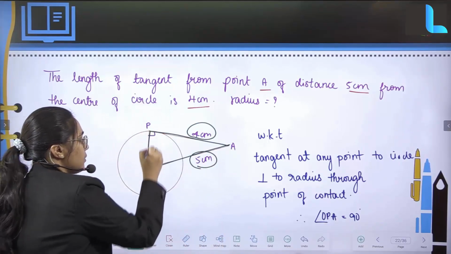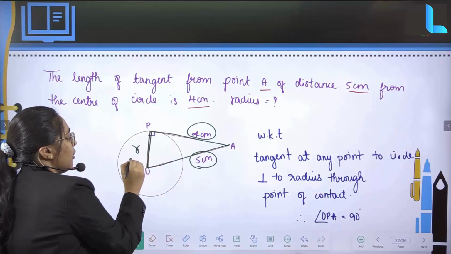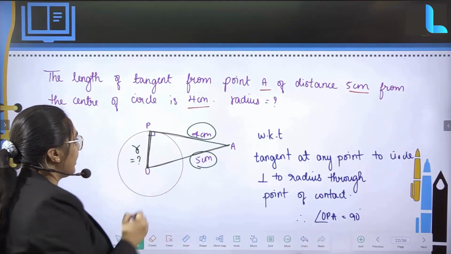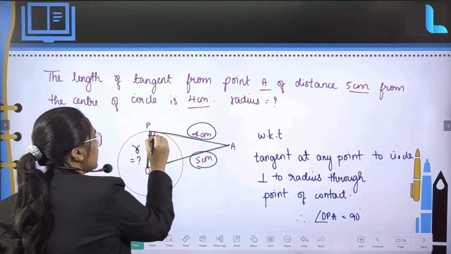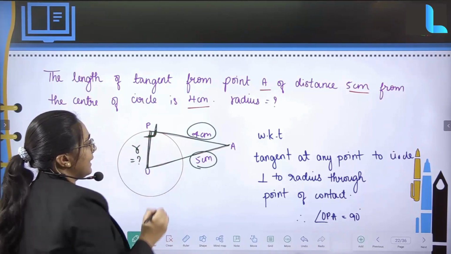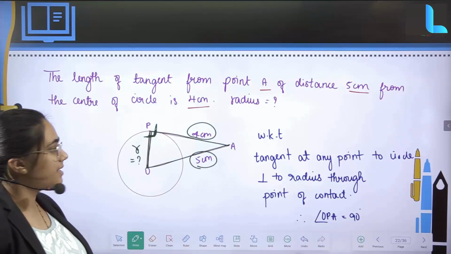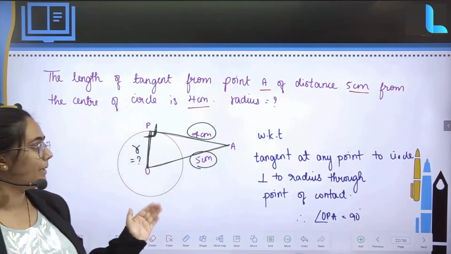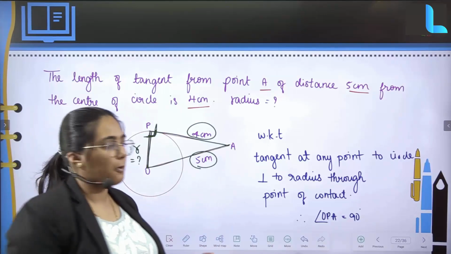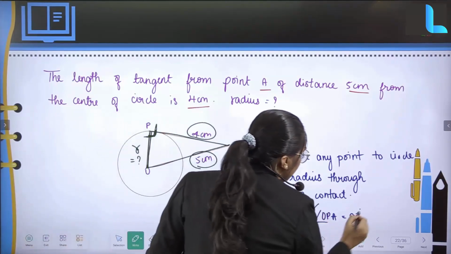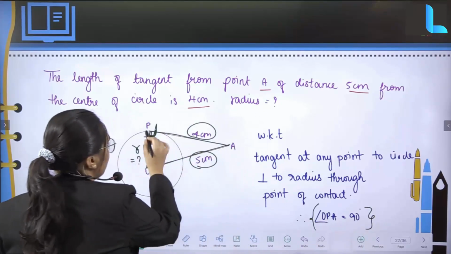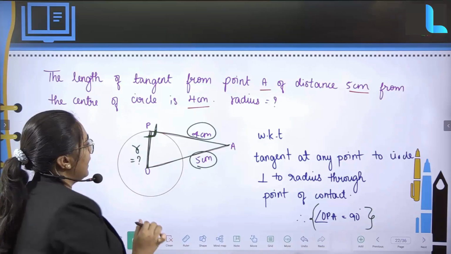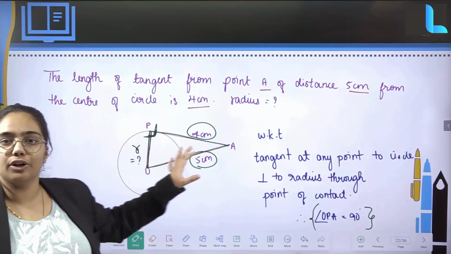So whatever is the radius, you have to find out the length of that radius. If you can see over here, first and foremost it is going to form a 90 degree angle. How is it an angle? This radius is going to be perpendicular to the tangent through the point of contact. If I get to know that, then I can write that this angle OPA is going to be equal to 90 degrees.